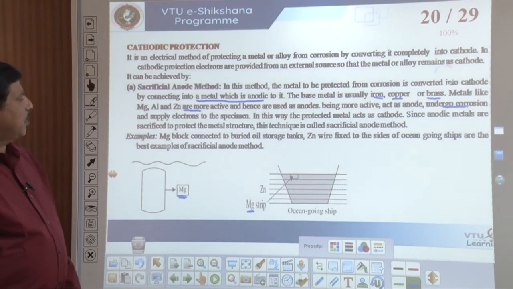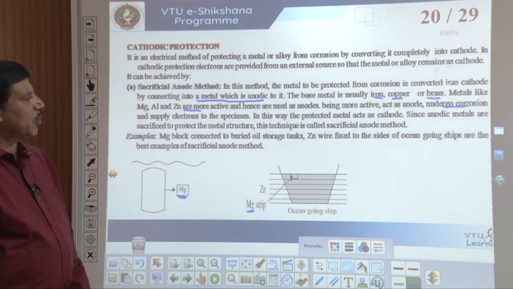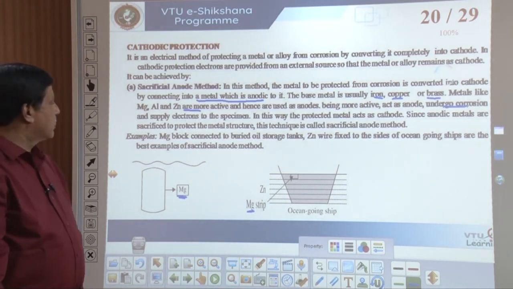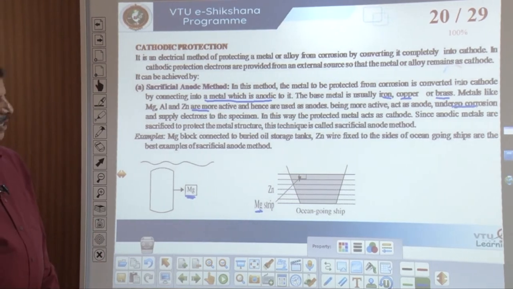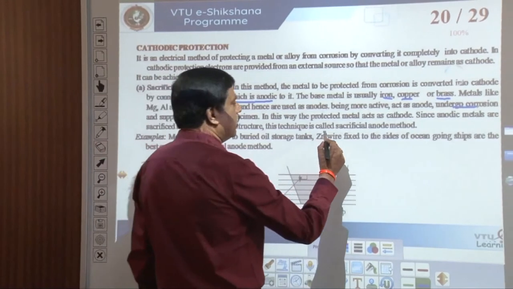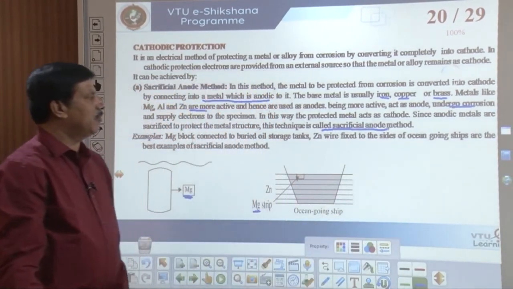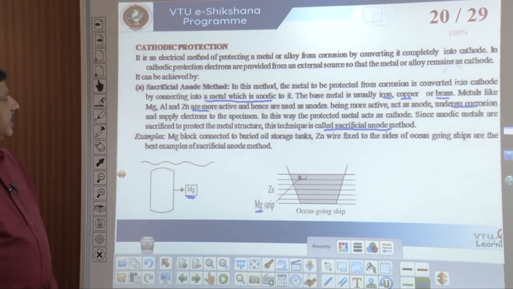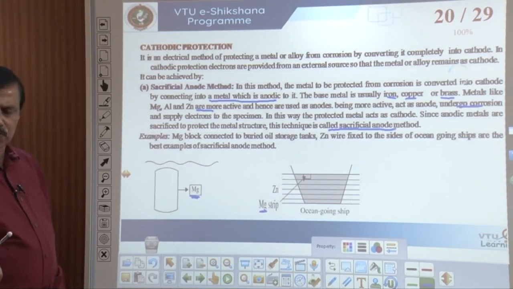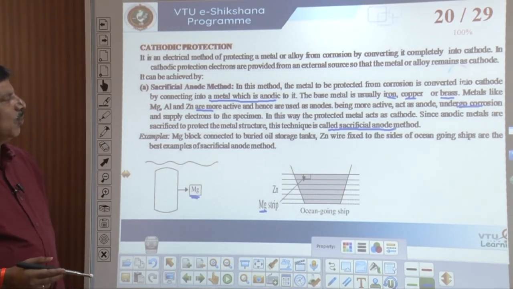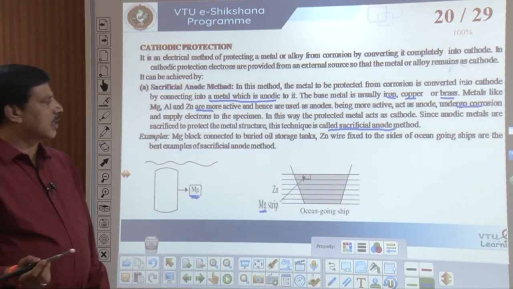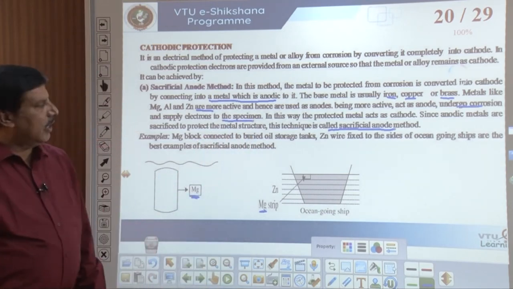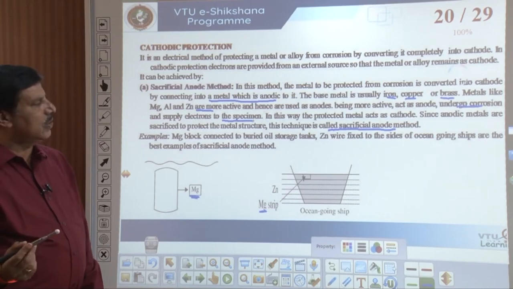The anode supplies electrons to the specimen. In this way, the protected metal acts as a cathode, since anodic metals are sacrificed to protect the metal structure. This technique is called the sacrificial anode method. So the base metal is usually iron, copper or brass. Metals like magnesium, aluminium and zinc are more active and hence are used as anodes. Being more active, they undergo corrosion and supply electrons to the specimen. In this way, the protected metal acts as a cathode.